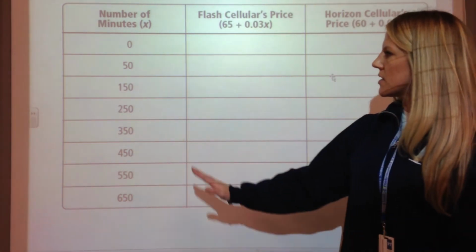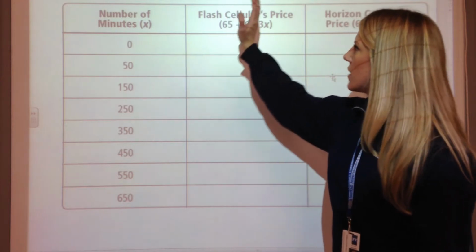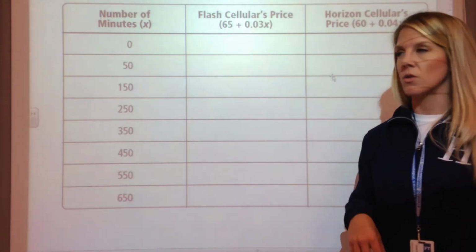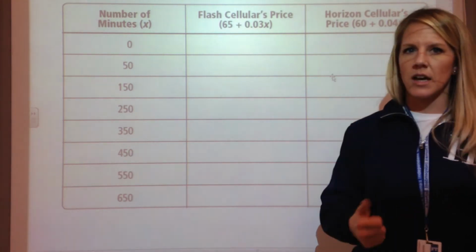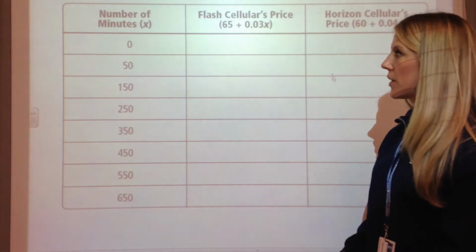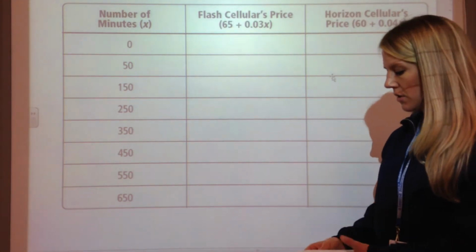So what I want you to do is go ahead and stop the video and plug in your X values and figure out what your output, your Y values, or your price or your cost is going to be. So practice that, use your order of operations, and then come back and double check to make sure that you got the right values, the right numbers.